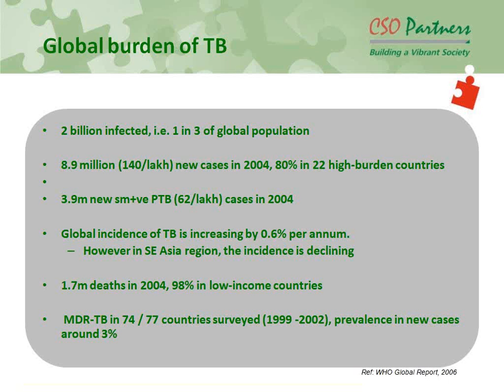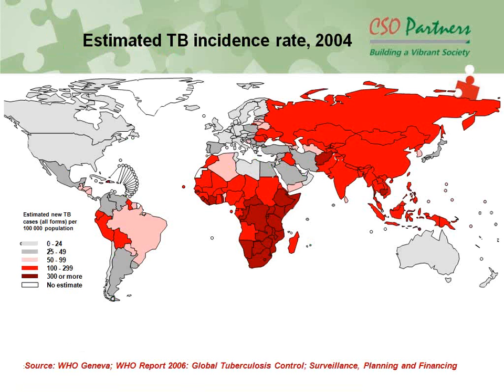Now the global burden: how many people are infected by TB? 2 billion infected, that is 1 in 3 of the global population. So in the whole world, out of 3 persons, 1 person is infected. 8.9 million new cases in 2004. 3.9 million new smear positive pulmonary TB cases in 2004. The global incidence of TB is increasing by 0.6% per annum, and that's actually quite a high increase rate. However, in the Southeast Asia region, the incidence is declining. That's good news. So let us look at this map.